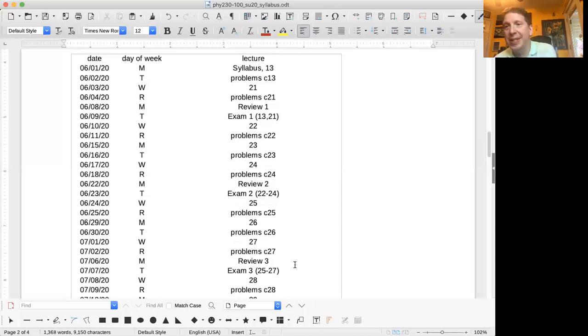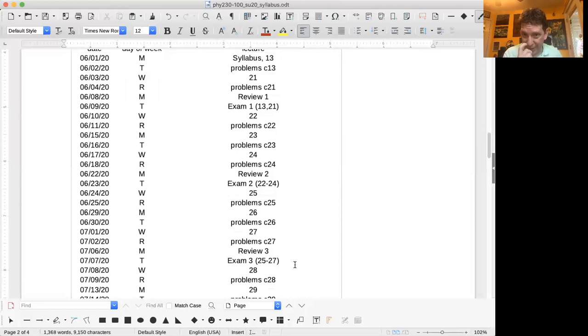Chapter 27 is the beginning of our introduction of magnetism. So we're going to be talking about magnetic field and magnetic force. And then on July 6th, so after the holiday weekend, to the extent that anything could be considered a holiday right now, on that Monday we'll be reviewing for the third exam. That Tuesday, the 7th, will be the third exam. It's chapters 25 through 27.